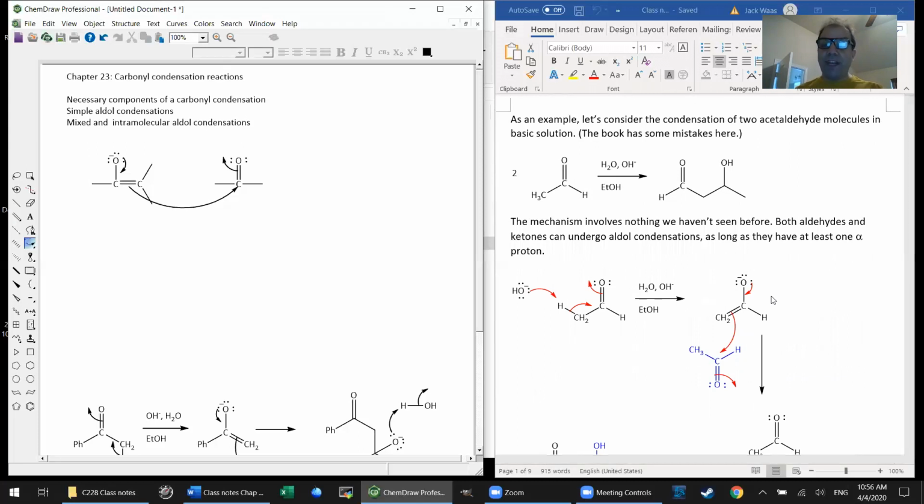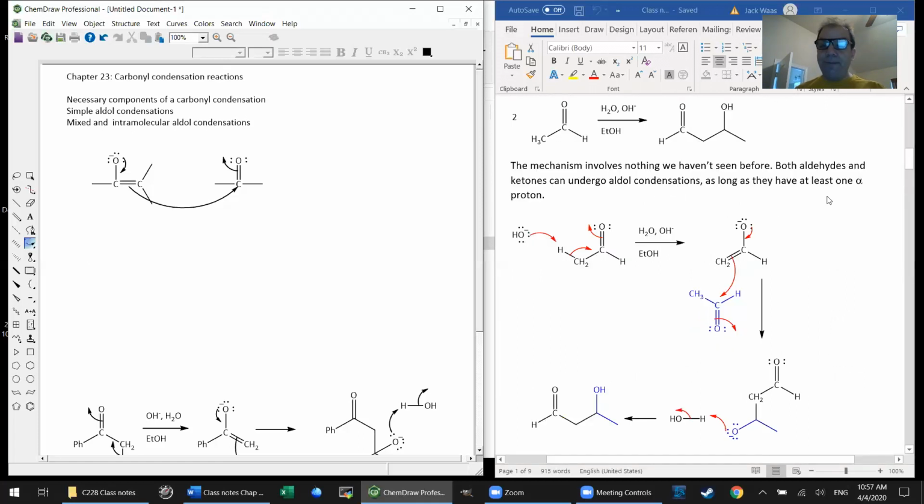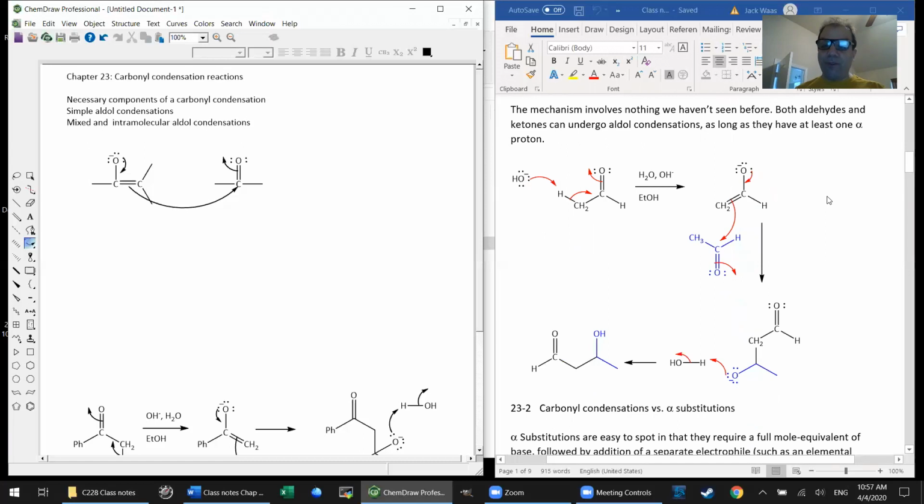aldol condensation we can get, which is just the combining of two of the same aldehyde or ketone. Let's even make it just acetaldehyde, which is just a simple 2-carbon aldehyde. And in the aldol condensation, we can combine 2 acetaldehyde molecules to get the product that you see over here. And the mechanism is very straightforward. There's nothing here we haven't seen before.